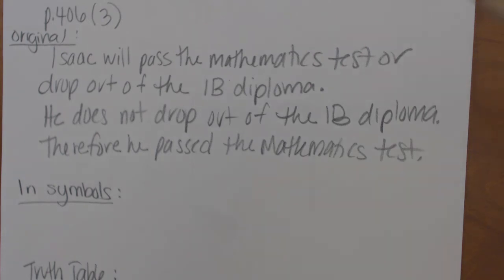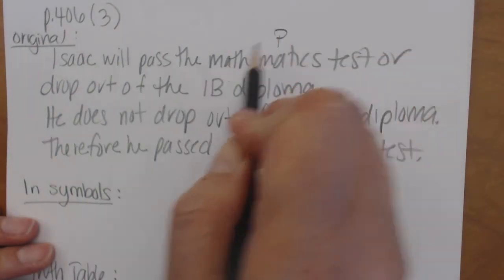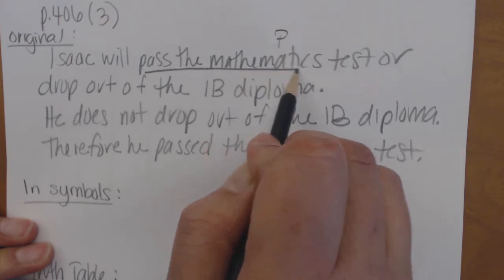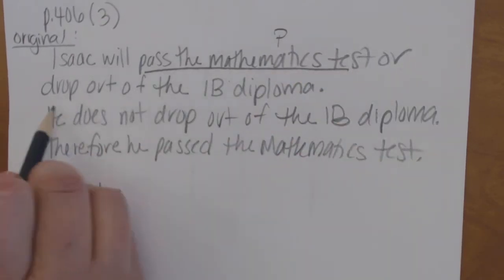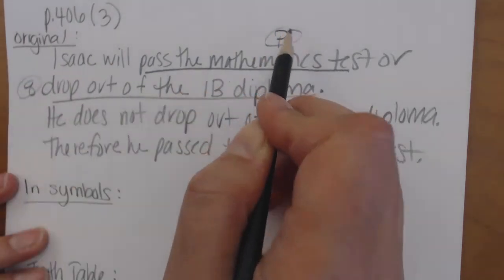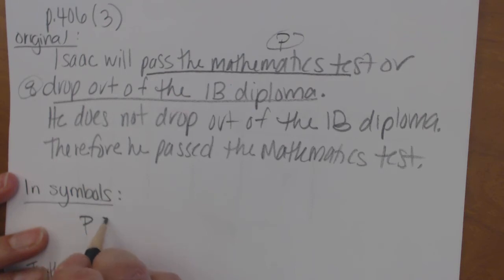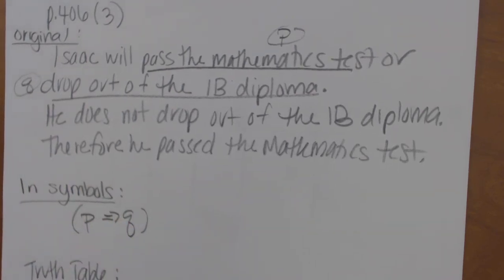I wrote it out. It says Isaacs will pass the math test or drop out of the IB diploma. I did not write this one. It's from the book. He does not drop out of the IB diploma, therefore he passes the math test. So I know you have this or here because this is going to be P, pass the math test, and drop out of the IB diploma program. This is going to be Q. However, you have to be careful because this is an if-then. So if P, then Q. I know it has an or, and that is really confusing, but we do start with an if-then statement.